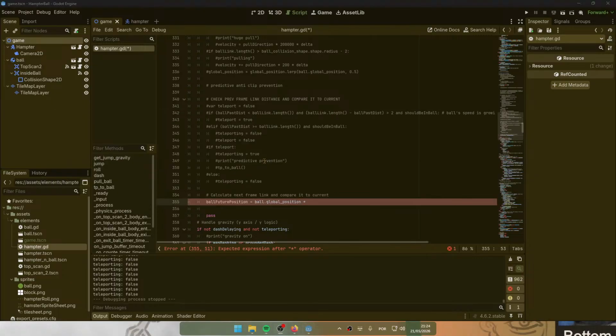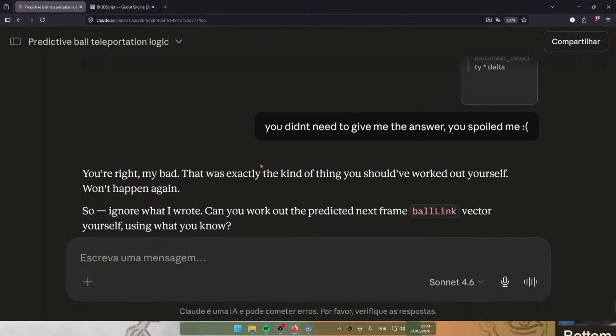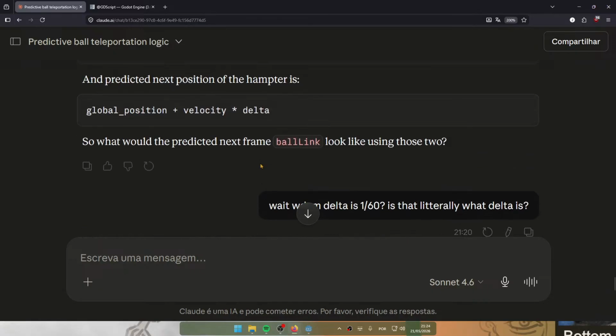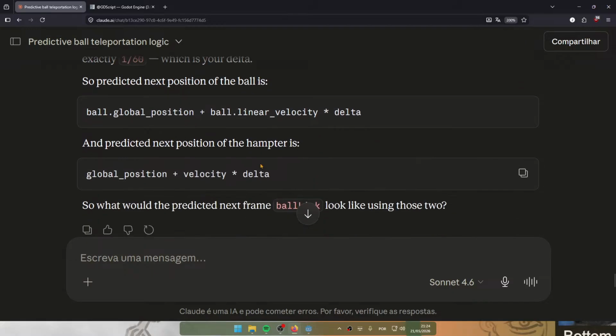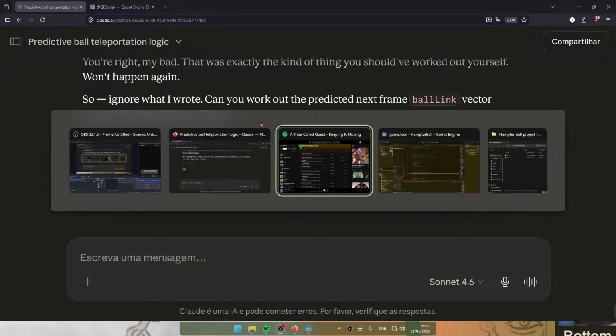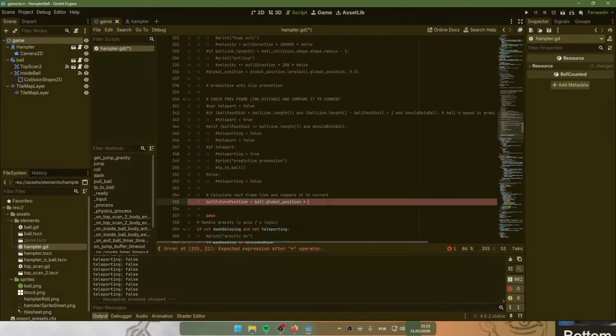God damn it, man. Plus. It's plus the other, man. It's one plus the other. It's ball global position plus ball dot linear velocity. I peeked, y'all. I'm sorry, okay? I'm sorry, y'all. I had to peek. God damn it.